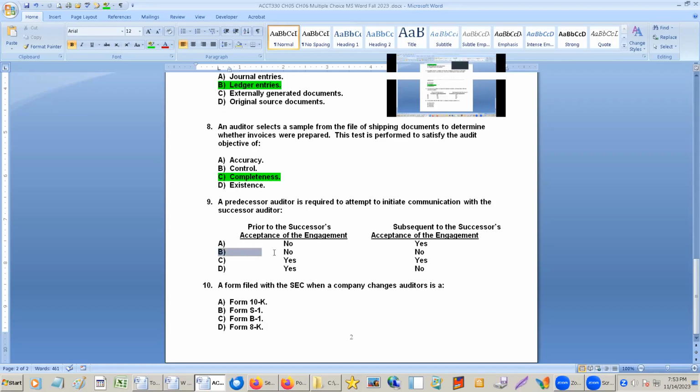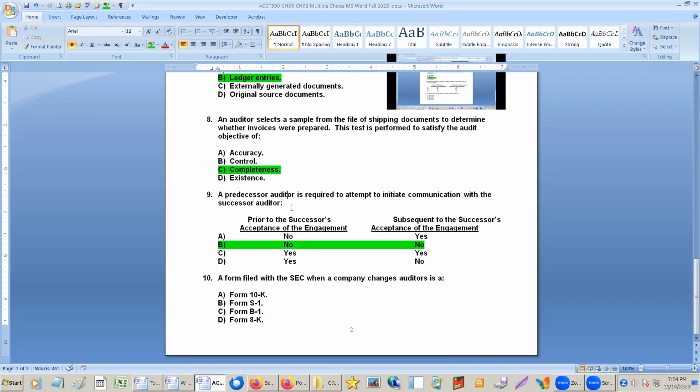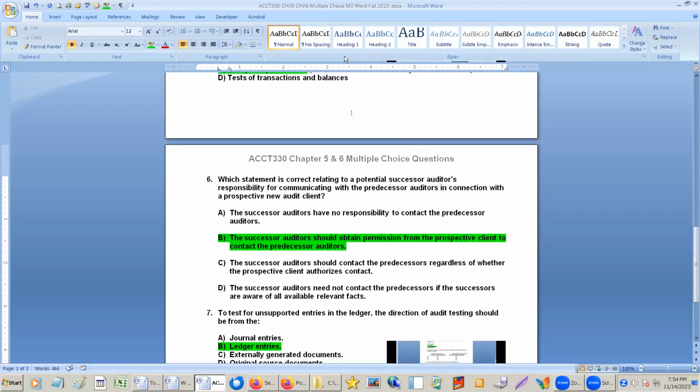This one's tricky, but you guys got it. The predecessor auditor has no responsibility to contact the successor. The successor must contact the predecessor. Sorry, my camera's in the way. Okay, so the successor, it's all on the successor to contact it. And yep, 8K. The 8K could be for a lot of things, but one of the things is successor auditor. Okay, well, you guys missed one. That's not that bad. Very good.